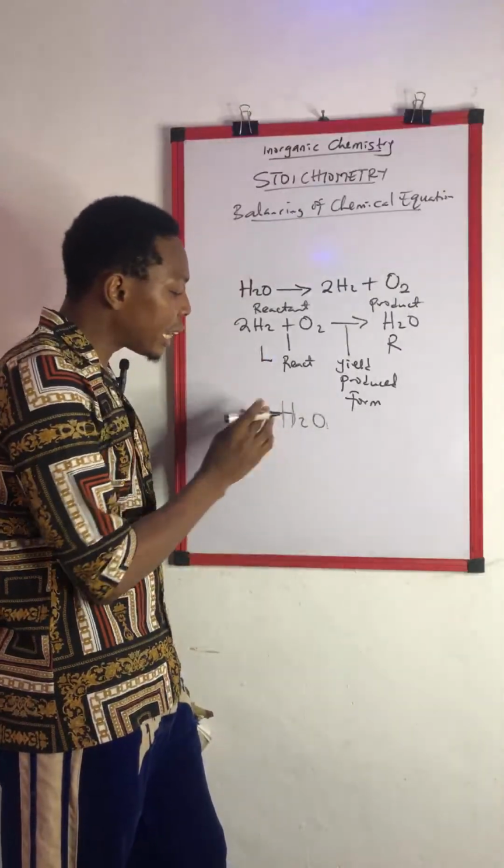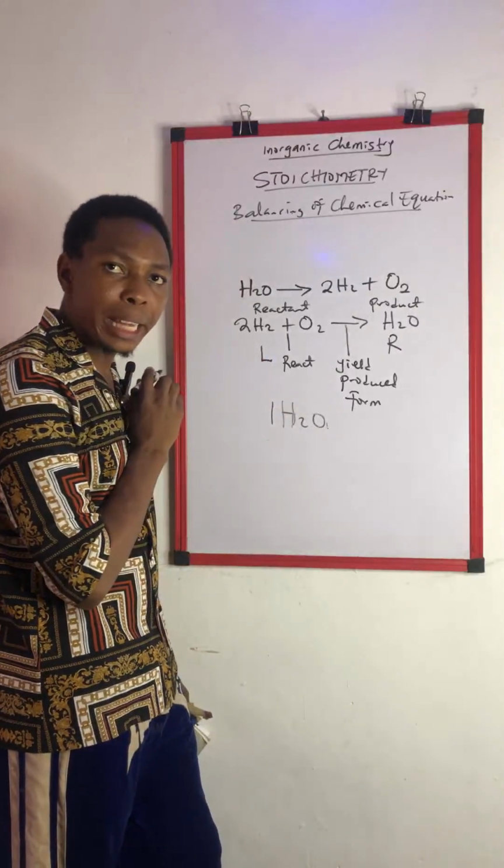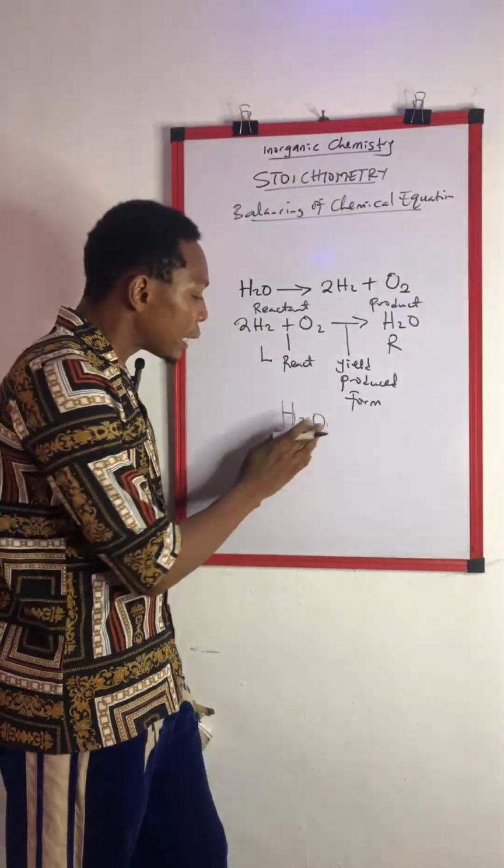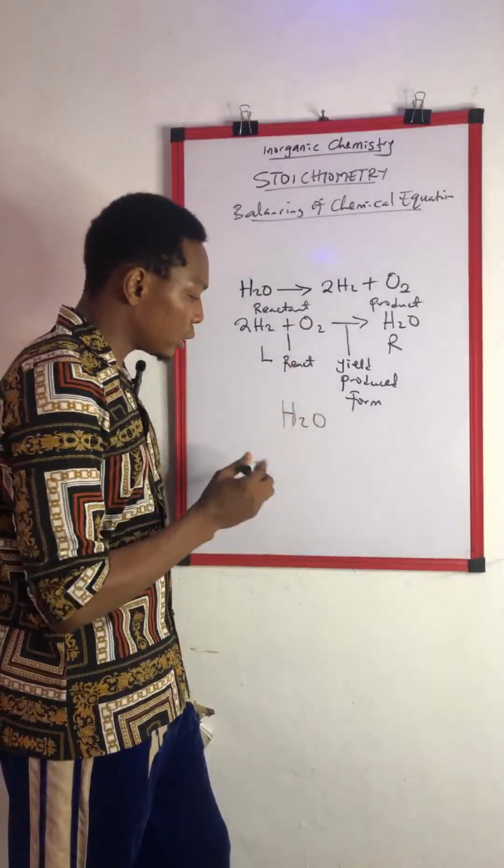Now when there was nothing there, it simply means that you have an invisible 1 here. It simply means that this is 1 molecule of water.